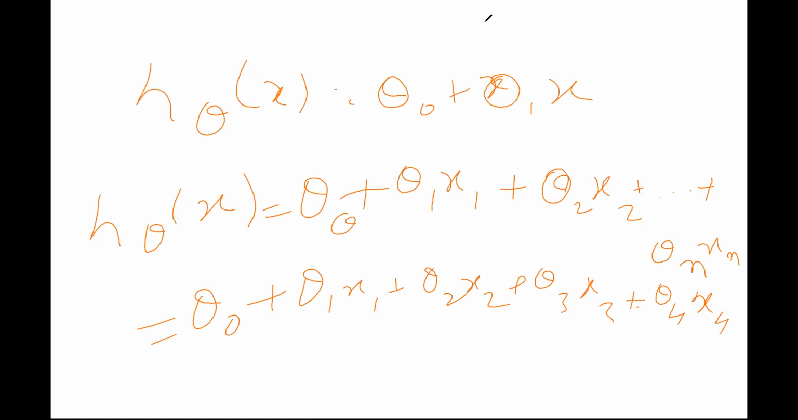And what will be my x1? x1 will be our size, which is in square feet. Then the other feature we are taking, this one will become the number of beds. Then this one will become the age of the house. Sorry, this one is the age of the house, and this is the number of floors. If we have any other features also, they will be represented in the same way.